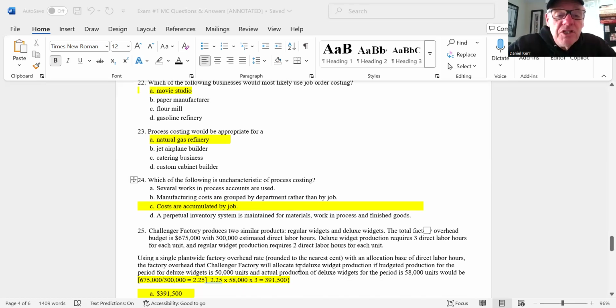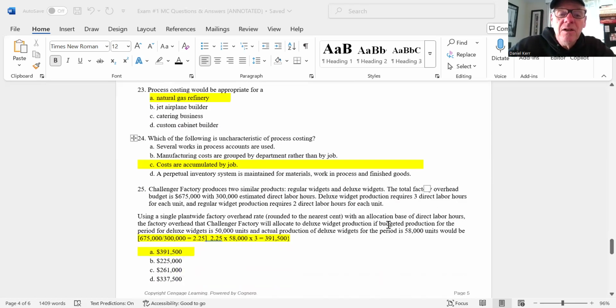25, so a whole bunch of information here. Challenger produces 2 products, regular widgets and deluxe widgets, and the factory overhead is 675,000 divided by 300,000 direct labor hours. So the overhead rate per hour is $2.25. They tell us the actual production of deluxe widgets is 58,000. They also told us that a deluxe widget takes 3 hours of direct labor. So 58,000 times 2.25, the overhead rate, times 3 hours to make one of these units. So your answer there is 391,500. So the answer is A.